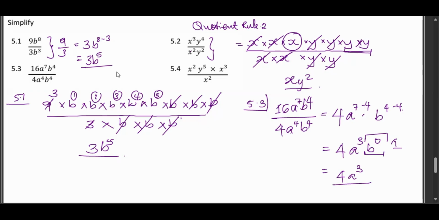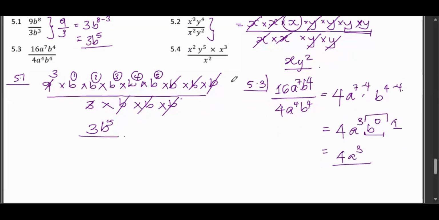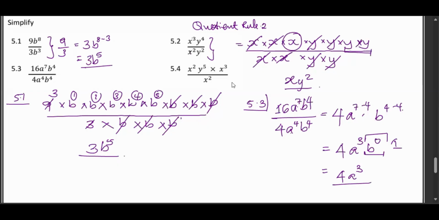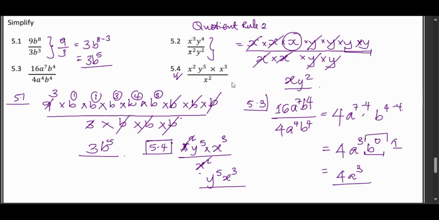We look at 5.4. Let's try it out. I would advise you to try out these questions before. You can pause and try it out before you look at the answer. Then afterwards, you check the answer. Okay, I'm looking at question number 5.4, this one here. We have x squared y^5 times x cubed over x squared. Here there is x squared down. They are multiplying. There's x squared here. So this will go with that. So what do you remain with? You remain with y^5 x cubed. This is the answer.